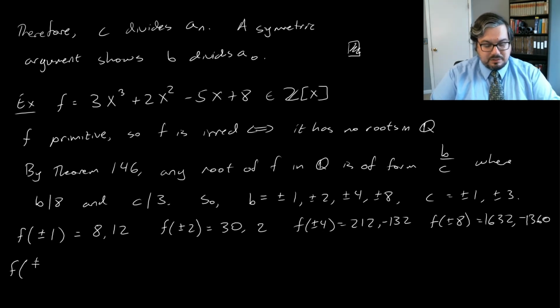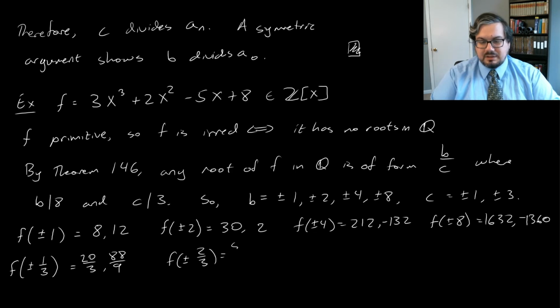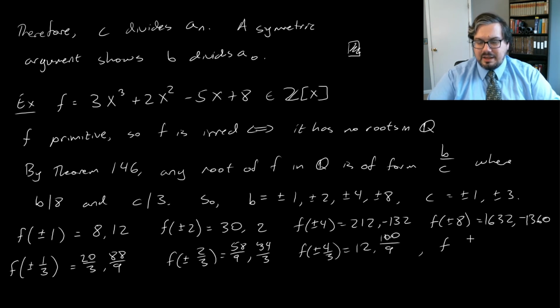So then we can look at f of plus or minus 1/3, and that gives us 20/3, 88 ninths. F of plus or minus 2/3 gives us 58 ninths and 34 thirds. F of plus or minus 4/3 gives us 12 and 100/9. And then f of plus or minus 8/3 gives us 592 ninths and -64 thirds.